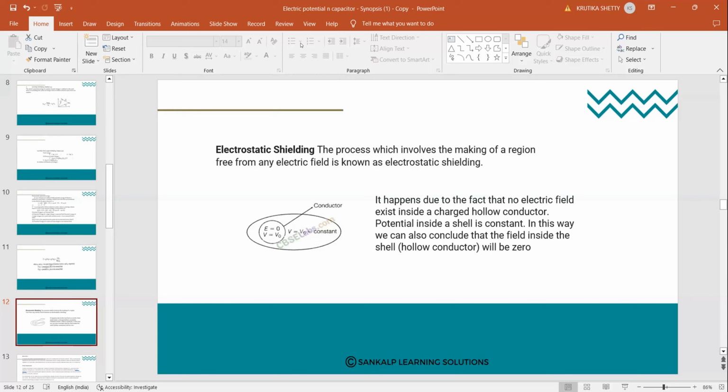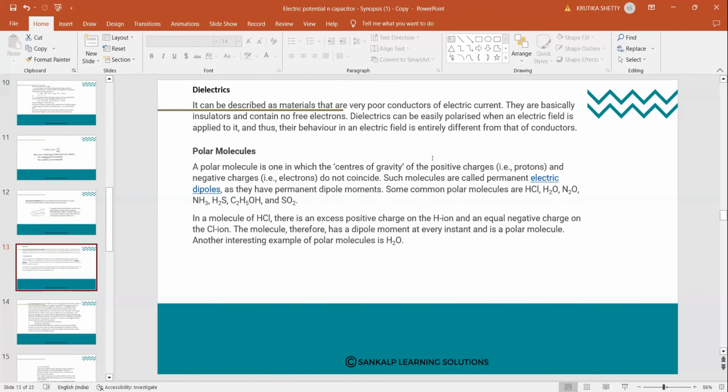Next, regarding the first part of this lesson, we have the last point here. That is the dielectrics, polar molecule, non-polar molecule, and then capacitors will come, which will end this lesson. Yes. What is dielectric? Dielectric is nothing but a poor conductor of electric current. These are basically insulators and contain no free electrons.